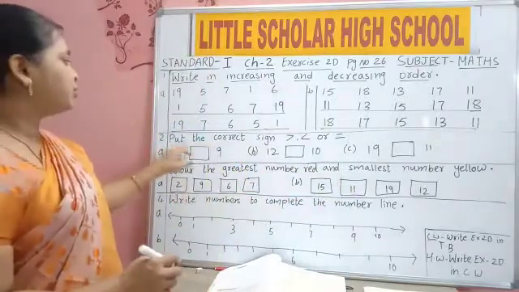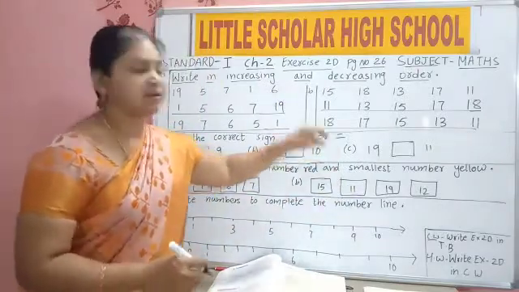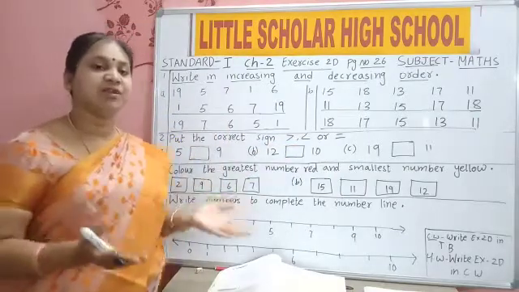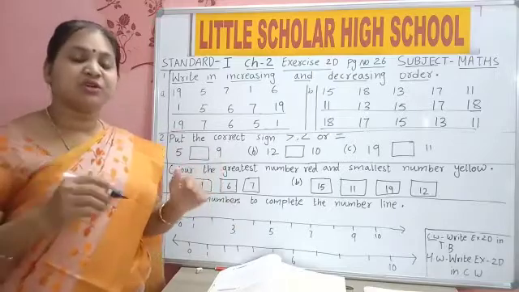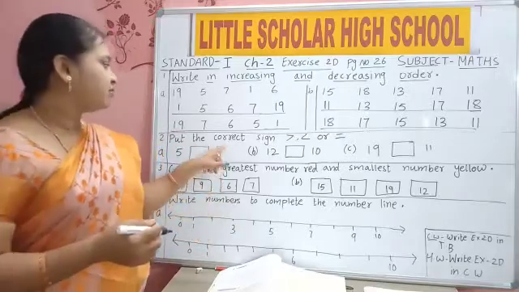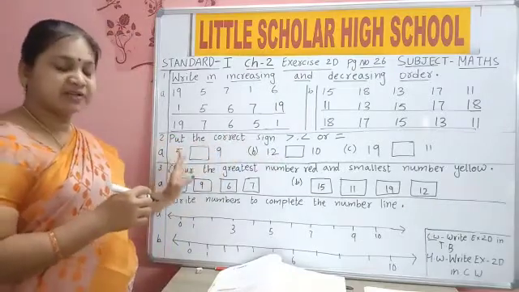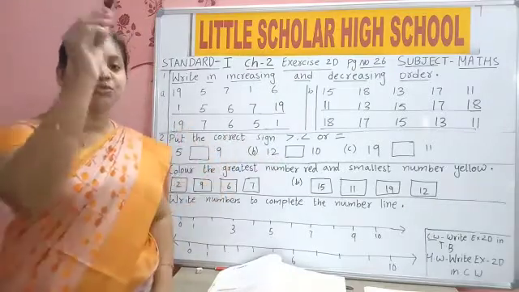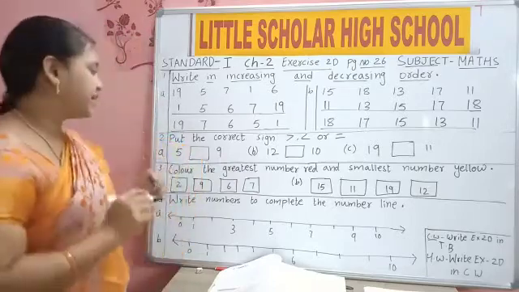Next, put the correct sign: greater than, less than or equal to. Wherever we have a greater number, the mouth should be open towards the greater number. We have 2 digits here; which is the greater one? The mouth should be open towards the greater number.